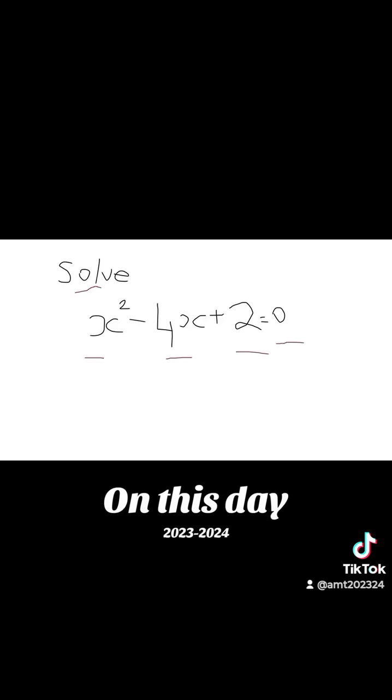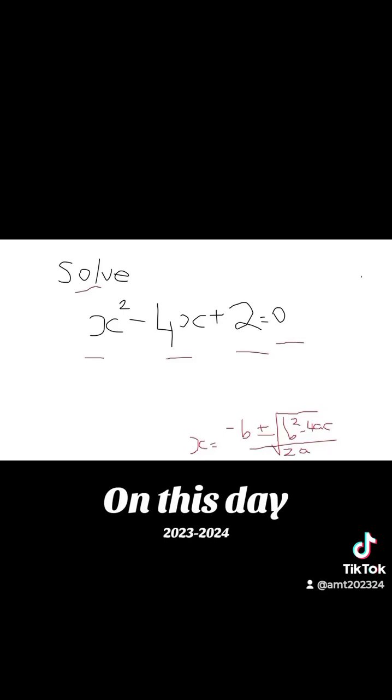The quadratic formula, which is given to us in our formula book, is x equals minus b plus or minus the square root of b squared minus 4ac, all over 2a, where a is the coefficient of x squared, b is the coefficient of x, and c is our constant.